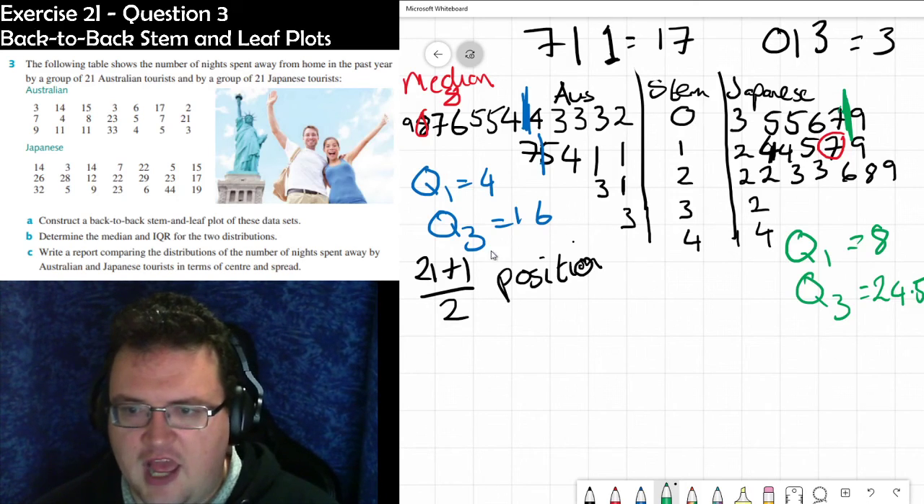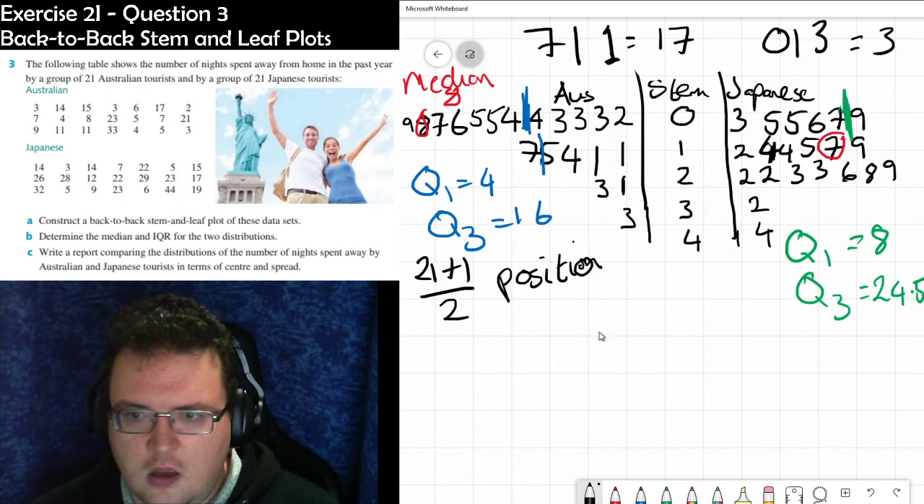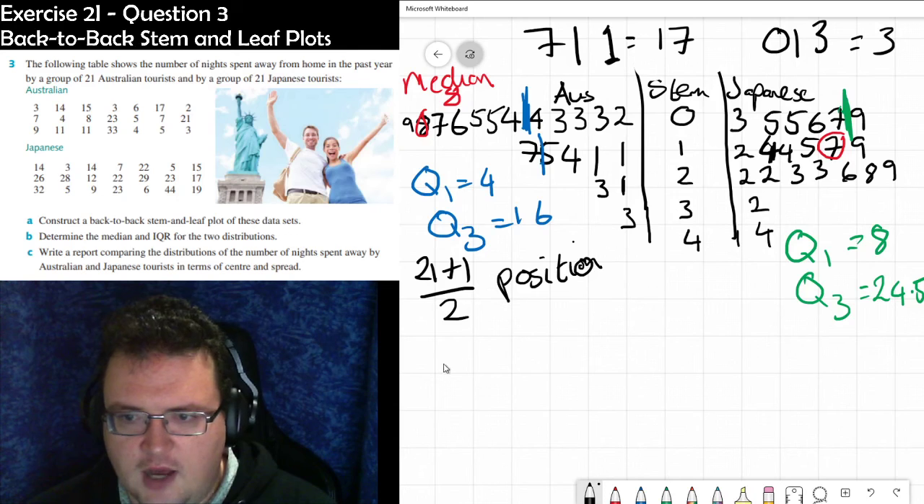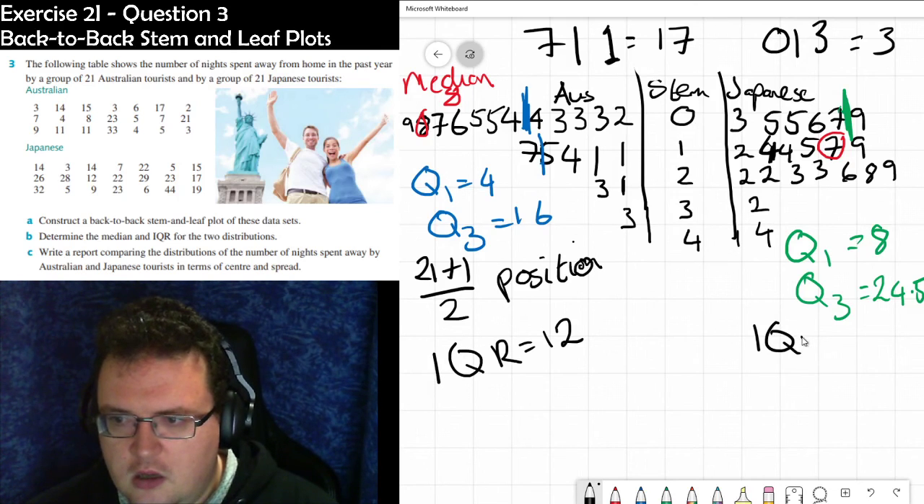Alright, so now I have these two things, which means that I can now calculate my IQR. So the IQR for the Australian data is 12, but for the Japanese is 13.5.